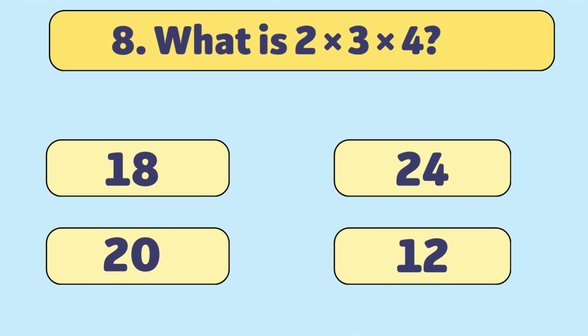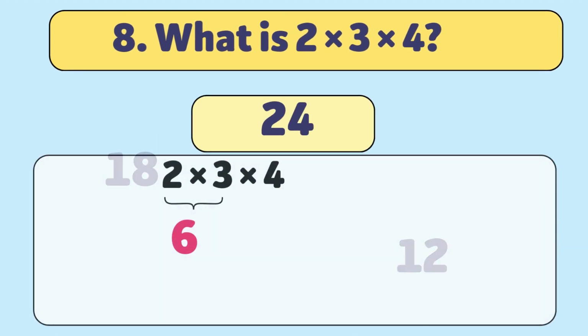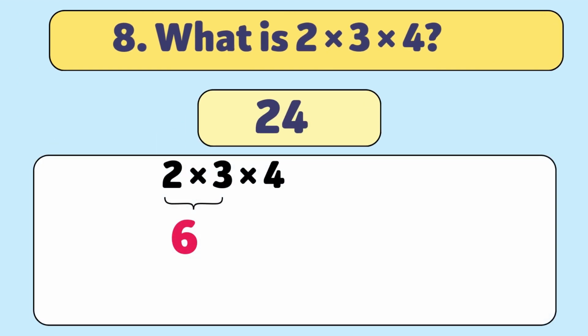What is 2 times 3 times 4? 24. Simply multiply the first two numbers. 2 times 3 equals 6. Then multiply the result by the next number. 6 times 4 equals 24. Therefore, the answer to 2 times 3 times 4 is 24.